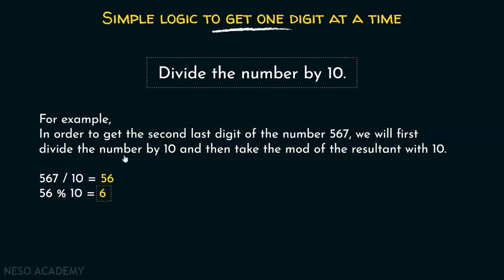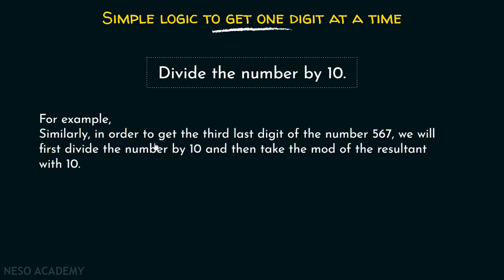And how to get the third last digit of the number? In order to get the third last digit of the number 567, we will first divide the number by 10 and then take the mod of the resultant with 10, right? 56 divided by 10 will give this value 5, and 5 mod 10 is also 5. This is the third last digit of this number 567, or the first digit of this number.